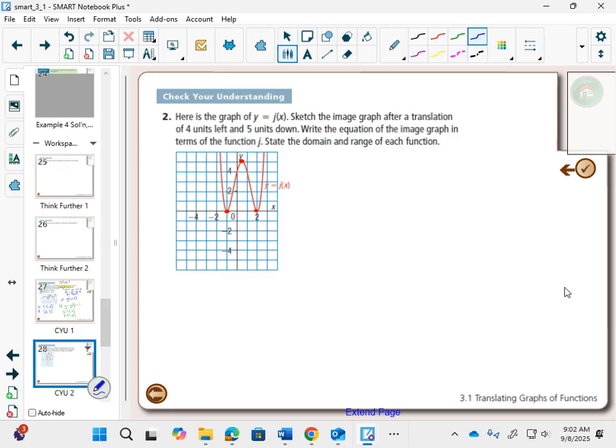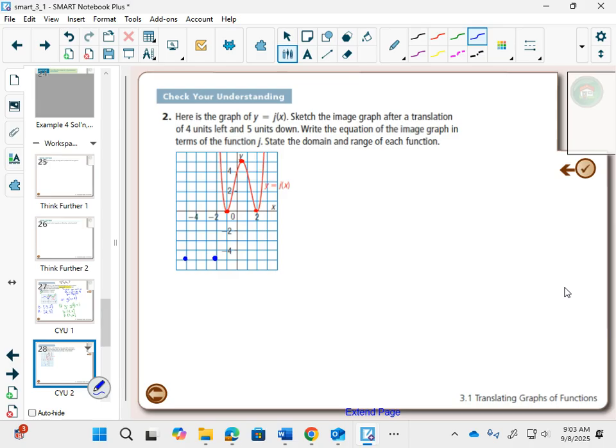If I took this graph and went 4 to the left, so I take this point, 1, 2, 3, 4 to the left, and then 5 down, 1, 2, 3, 4, 5, that'll end up right there. Same thing with this one, 4 to the left, 5 down. You can kind of cheat a little bit. Sometimes you can see some patterns.